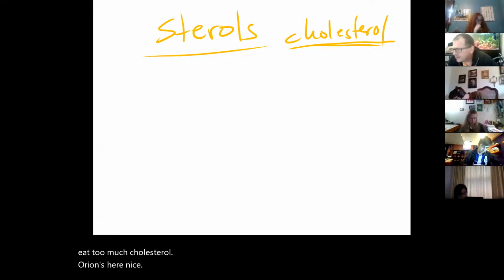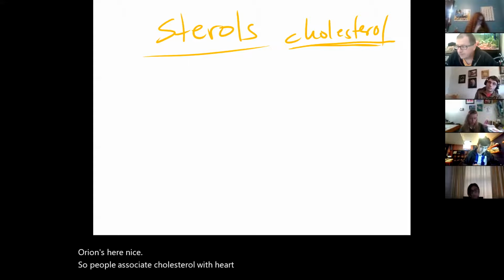So people associate cholesterol with heart disease because it does. If you eat too much, it clogs up your arteries and can cause heart attacks and all this.